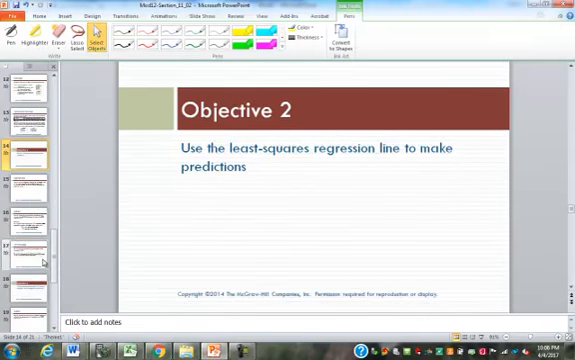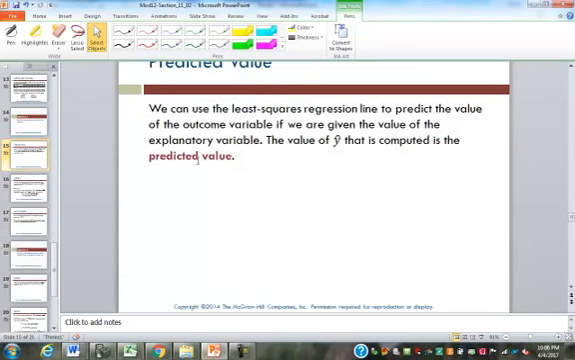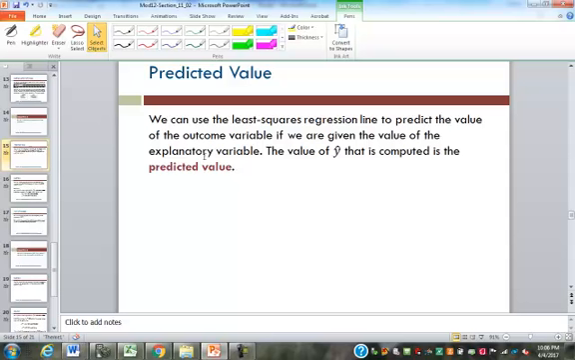So let's use this equation to predict. If we use the least squares equation to predict the values of an outcome variable if we're given the values of the explanatory variable. In other words, we're going to find the value of y hat for a given value of x.